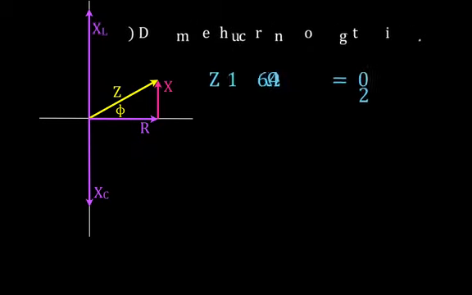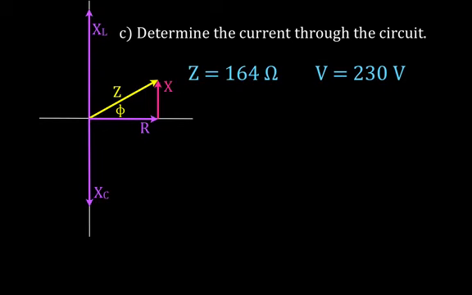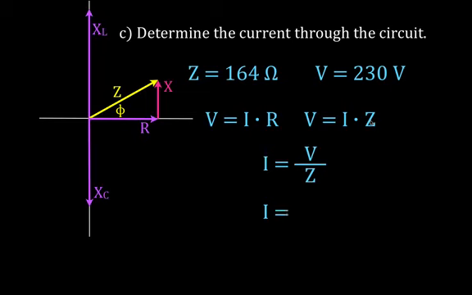The next thing we want to do is determine the current through the circuit. For the current, we're going to use Ohm's law, V equals I times R, except because we have an AC circuit here, we're going to have V equals I times Z. R is like the total resistance, but this is the total impedance, which is the reactances and the resistances added together. Therefore I is equal to V, the voltage of the source, divided by Z, which is 230 divided by 164, and therefore we get the current is 1.40 amperes.